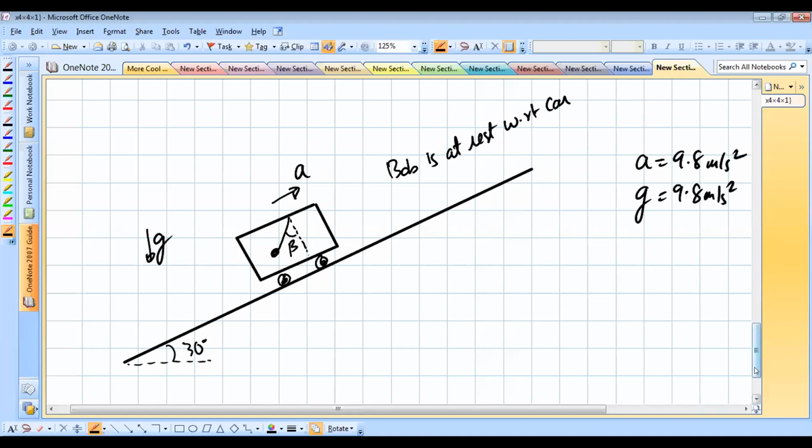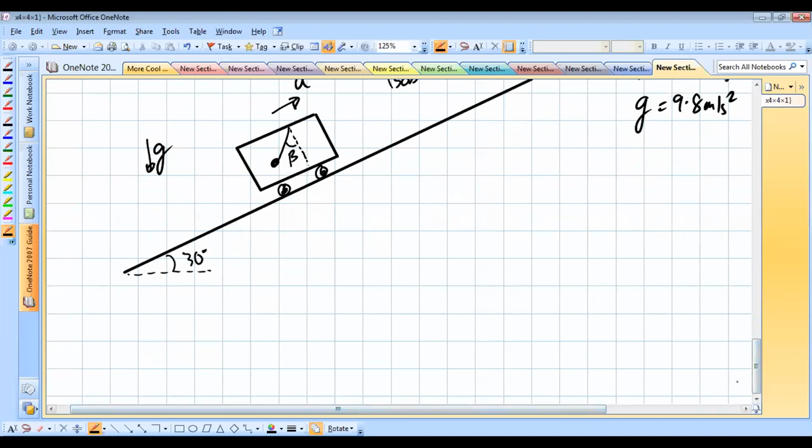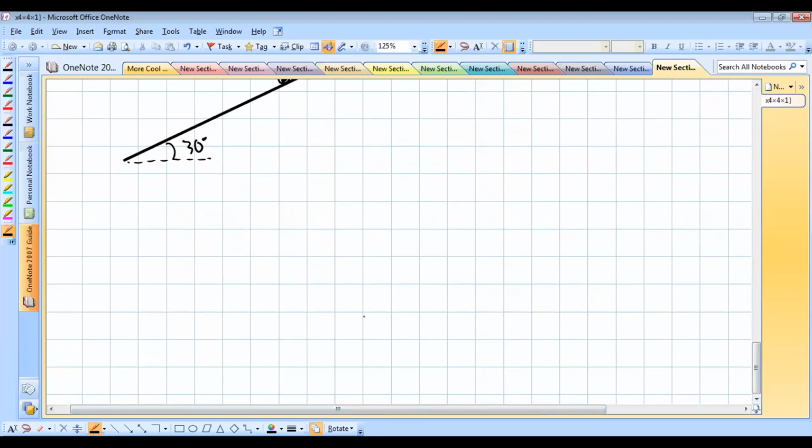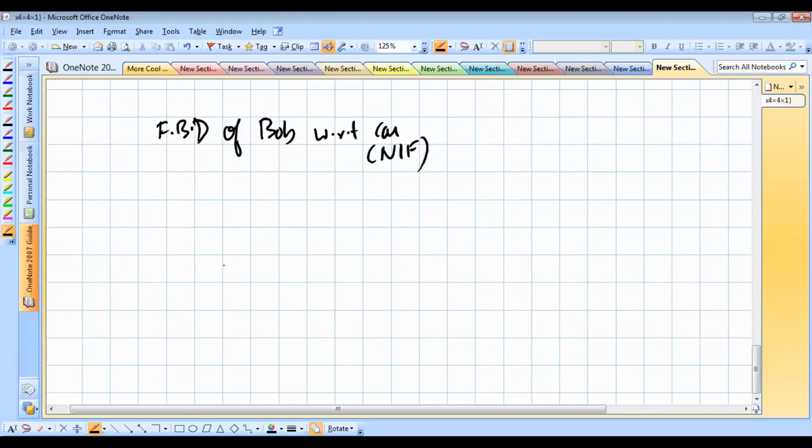So Arman, what is the problem in this? You are not getting the answer. Because all you have to do is very simple. You have to make the FBD of the bob with respect to the car. And the car is a non-inertial frame. So if you consider the FBD in the non-inertial frame, your car's frame, that frame is going like this. Its own acceleration is a at an angle of 30 degrees with respect to the horizontal.